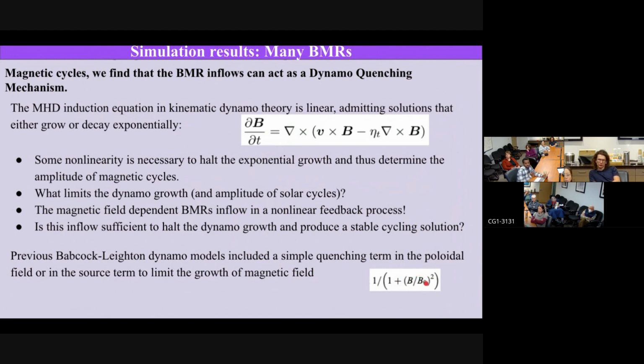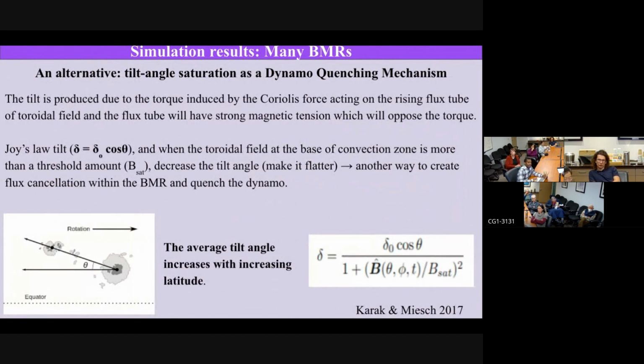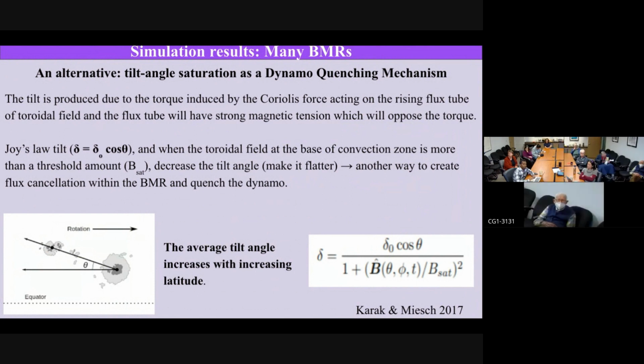We introduce a simple quenching term that limits the dynamo growth, like in our previous paper. But now, we find that the inflow can act as a dynamo quenching. Another alternative dynamo quenching is the tilt angle saturation mechanism, or the tilt angle quenching. Remember that this is the natural tilt, or Joy's law.